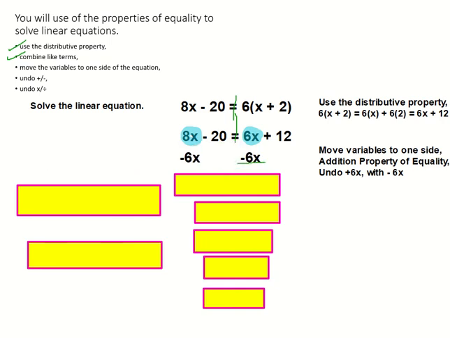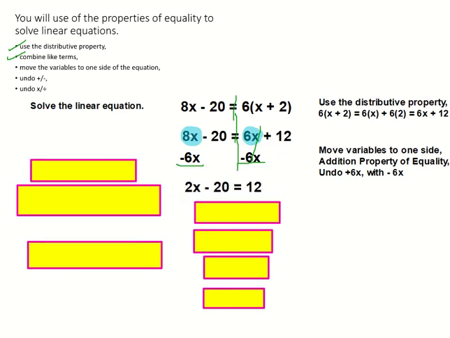6x minus 6x is 0. They add up to 0, so they cancel out. I'm left with 12, so I would bring a 12 down on the right-hand side. And then on the left, 8x minus 6x, 8 minus 6 is 2, so that would be 2x. I still have the minus 20, so my equation is now 2x minus 20 equals 12. This is just a two-step equation. I have to undo the addition or subtraction first, and then the multiplication or division next.